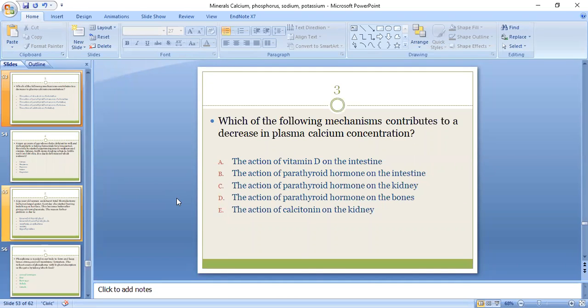D, calcitonin. The action of calcitonin on kidney will decrease the plasma calcium concentration.